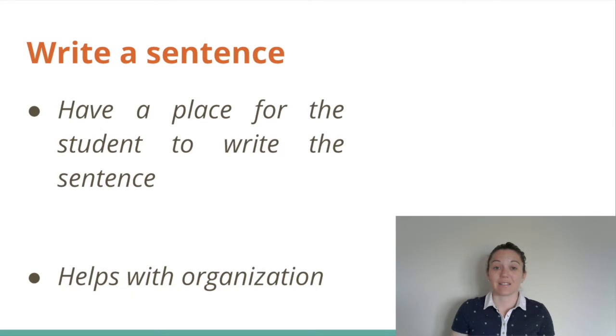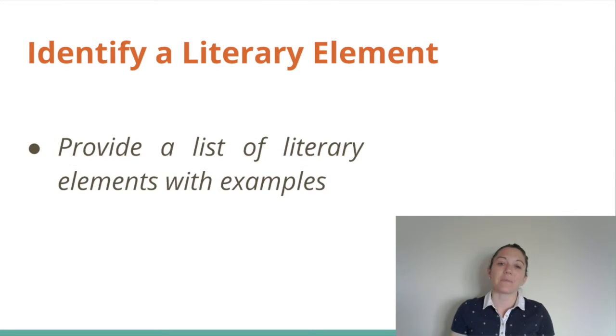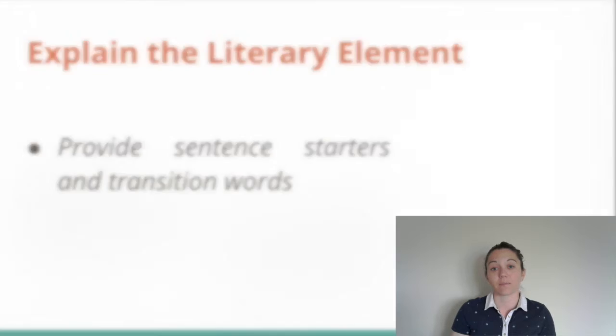Writing down a sentence. Give them a place to write their sentence, so they do not have to worry about finding paper and organizing their materials. Identify a literary element in the sentence. Provide the students with a list of literary elements and examples of each for reference. Explain the literary element and sentence using relevant keywords. Give the students a sentence starter and transition words if necessary.